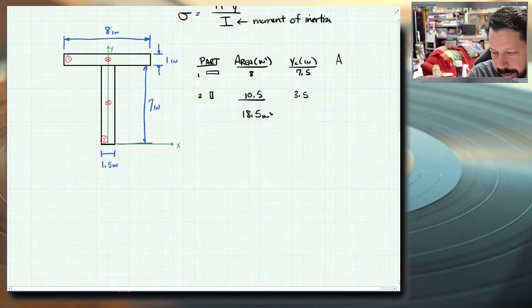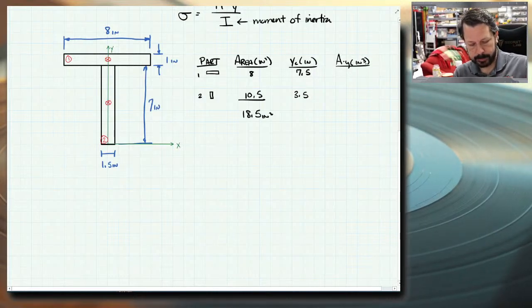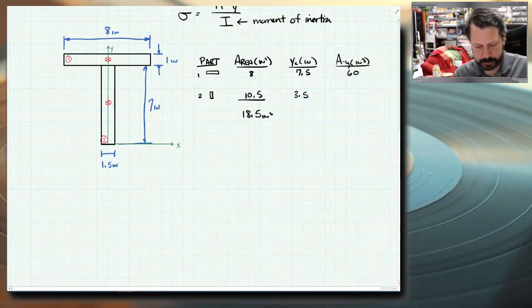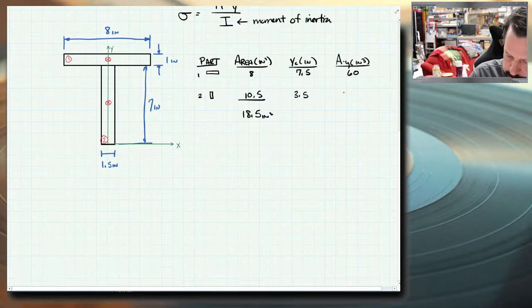And then we do A times y. That'll give us units of inches cubed. So we got to do 8 times 7.5, 60. And we have to do 10.5 times 3.5, 36.75. Add those together to get 96.75 inches cubed.